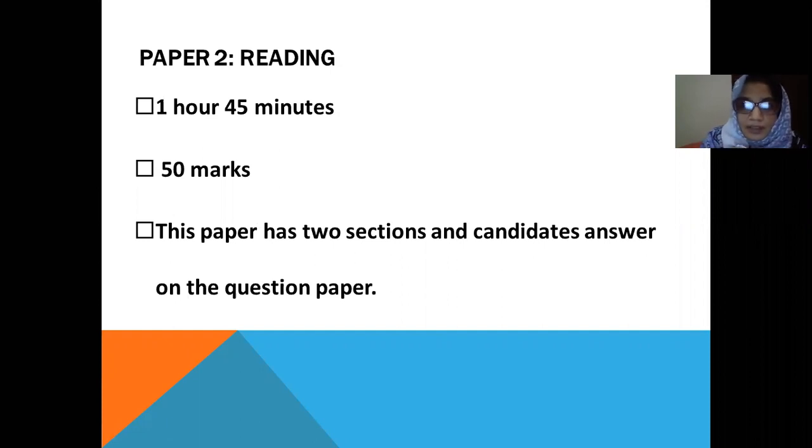Ideally, you're required to spend 45 minutes for the first section, which is easier than the second one. So you can invest an hour for the second section. So let's see what it's all about.